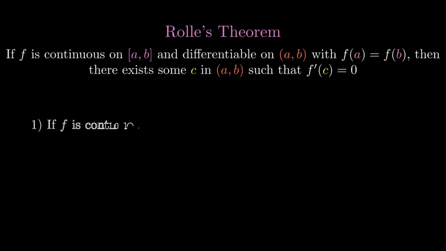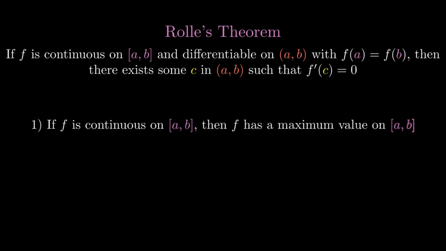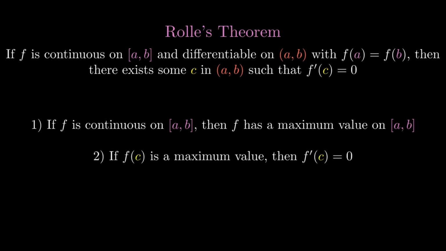The first fact being that if f is continuous on the closed interval a, b, then f has a maximum value on a, b. The second fact we proved was that if f of c is a maximum value, then f prime of c is equal to 0. Now it seems like we're done and we've finished our proof because we have a value c such that f prime of c is equal to 0.